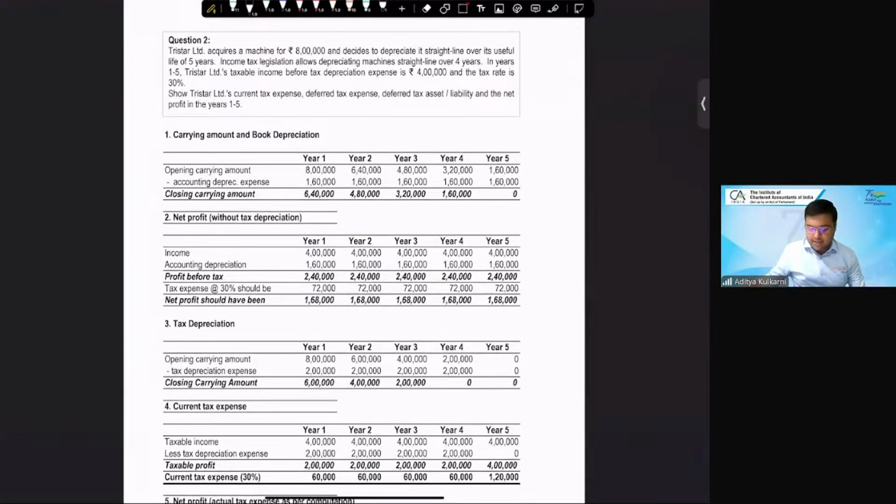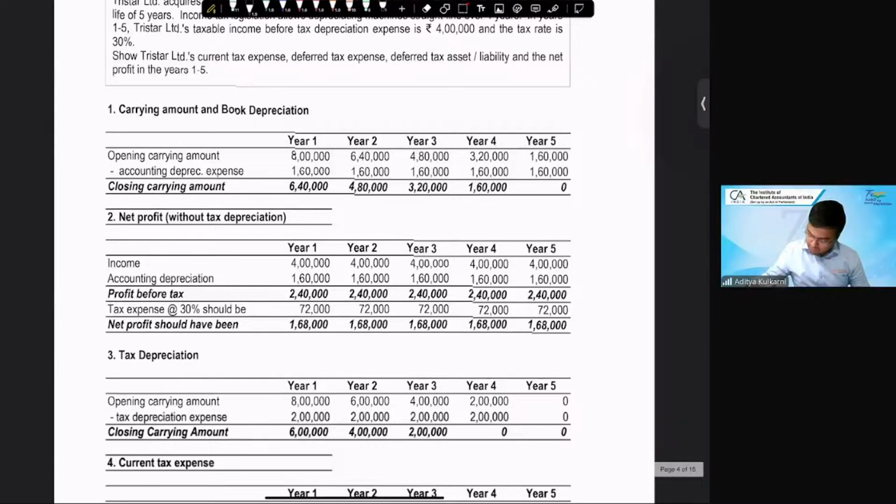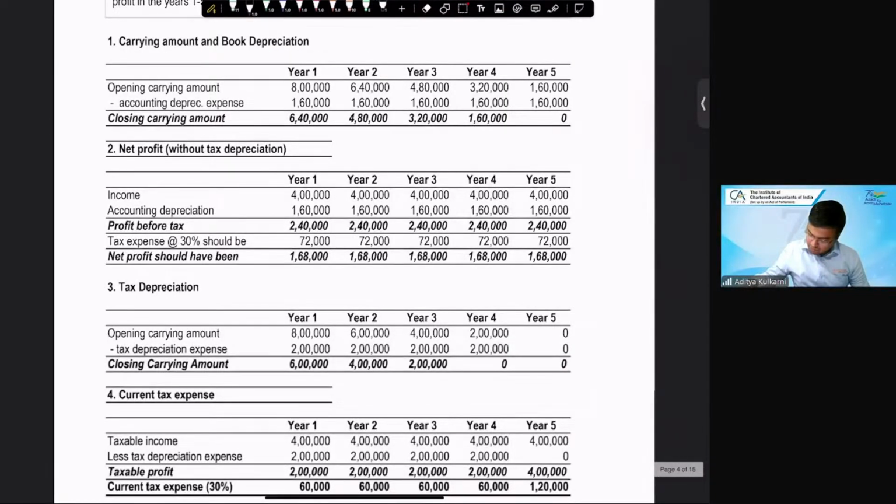I hope the screen is visible. So I have this asset. Okay. Okay, fine. Okay.